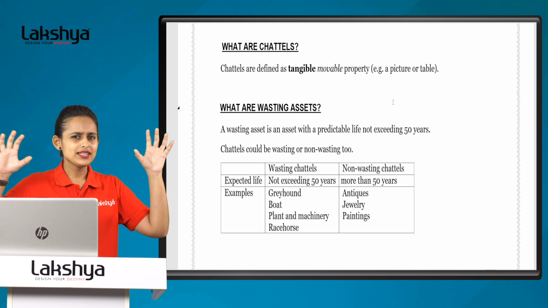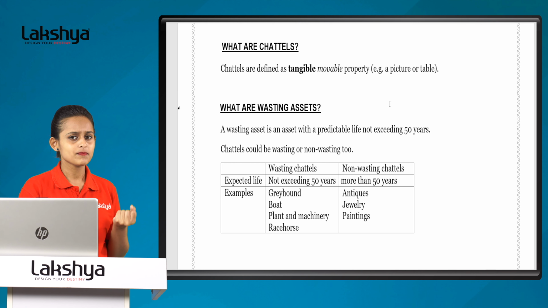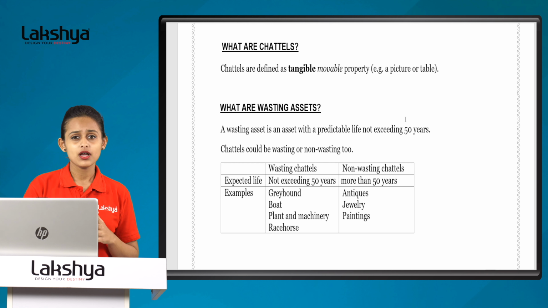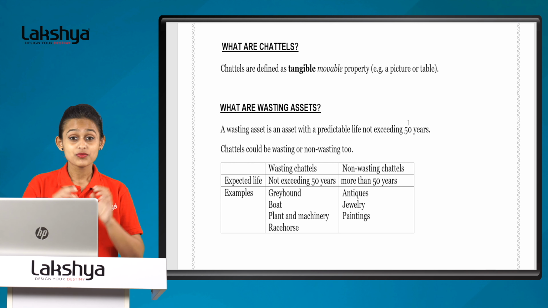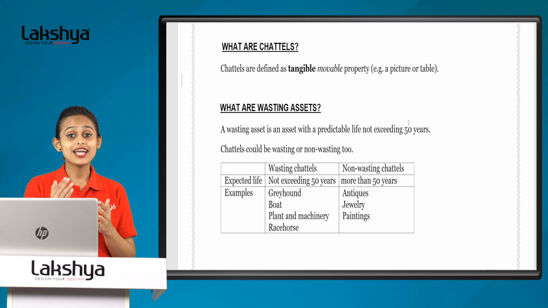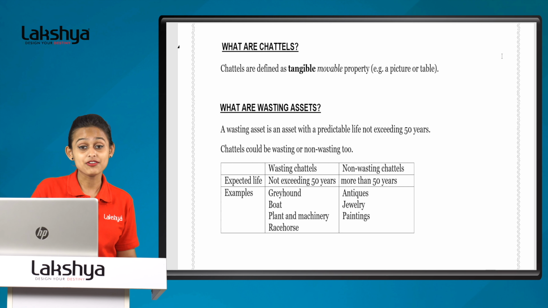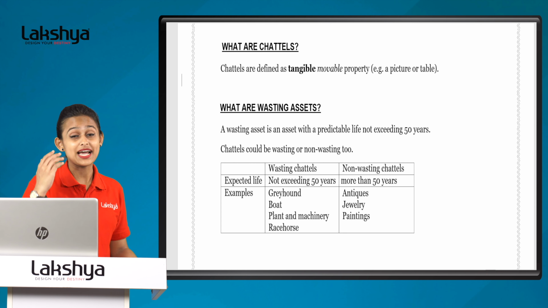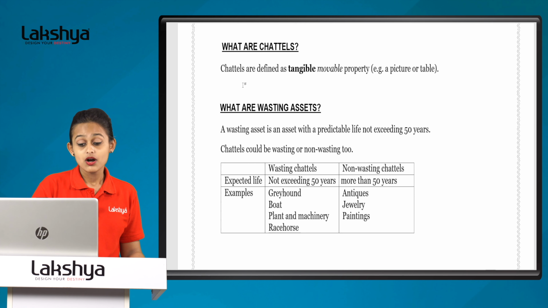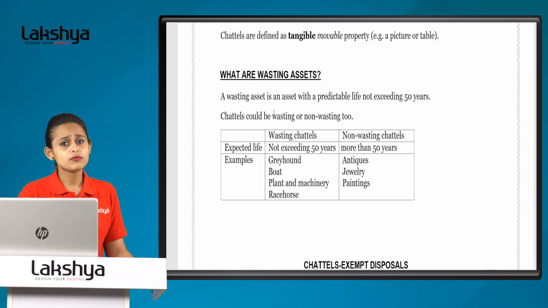Now, let's combine these two terms which we just studied together, chattels and wasting assets. If you know the meaning of chattels and the meaning of wasting assets, what would be wasting chattels? Wasting chattels will be tangible movable property with a life of 50 years or less. What about non-wasting chattels? Non-wasting chattels are those tangible movable property whose life is greater than 50 years. Alright. So, chattels could be wasting or not wasting.